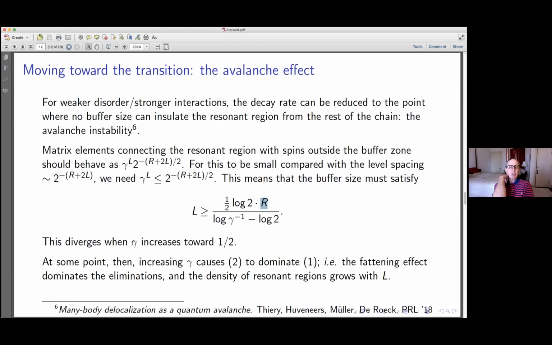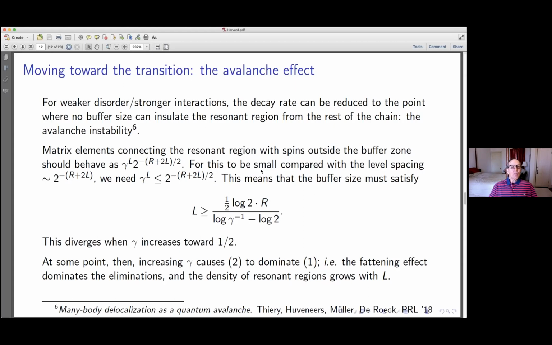And this is basically the avalanche effect, which was pointed out by Deroque and his collaborators back in 2018. It seems like a long time ago now, but it was actually very controversial when he introduced the idea. I think most people have come around to it, but there was lots of yelling and screaming in physics talks about whether some of Deroque's ideas were valid or not.